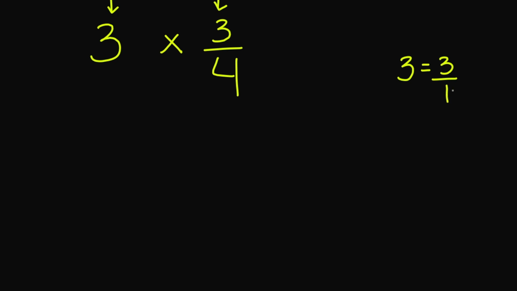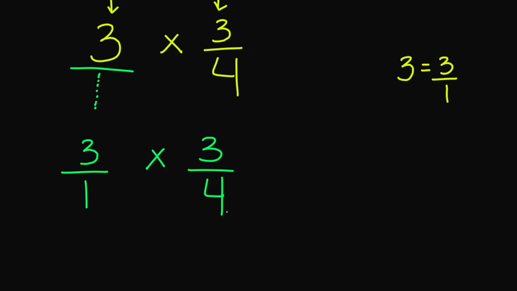So we have 3 times 3 over 4. So we have a whole number and a proper fraction. First thing we're going to do, we're going to turn our whole number into a fraction. So if I turn my 3 into a fraction, it's going to be 3 over 1. So we have our imaginary 1 right here under the 3. So this is going to be 3 over 1 times 3 over 4.